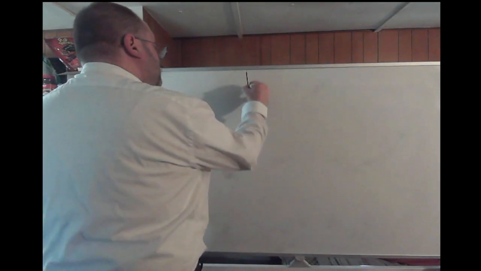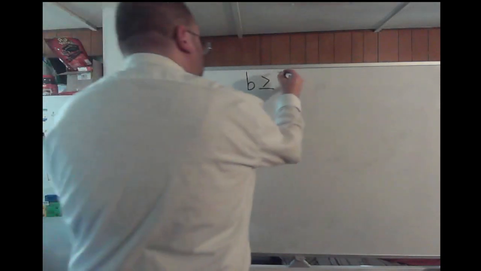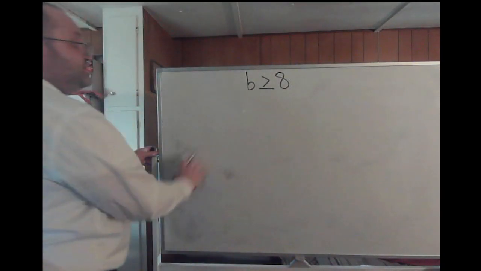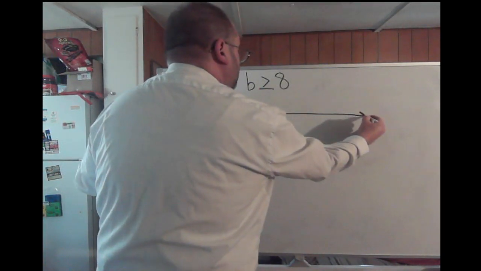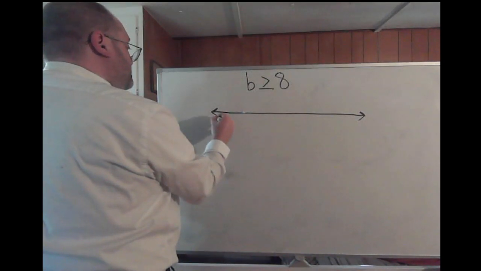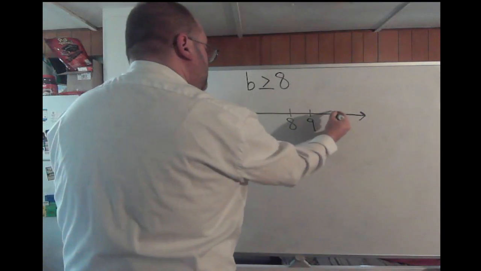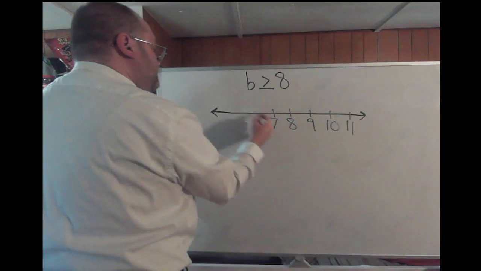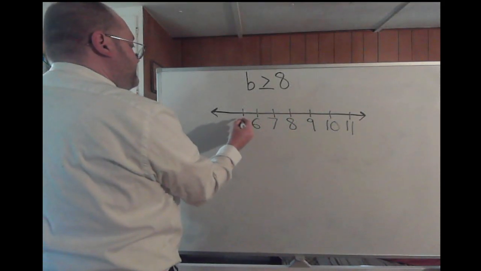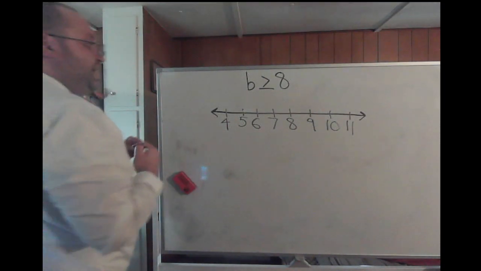Alright, I got 5 more. So we got b is greater than or equal to 8. So once again, we'll draw a nice number line. Alright, let's do 8 right about here. Do 9, 10, 11. Just draw other numbers to the left of 8 for some good measure here. Alright, I think we got enough numbers now on the number line.